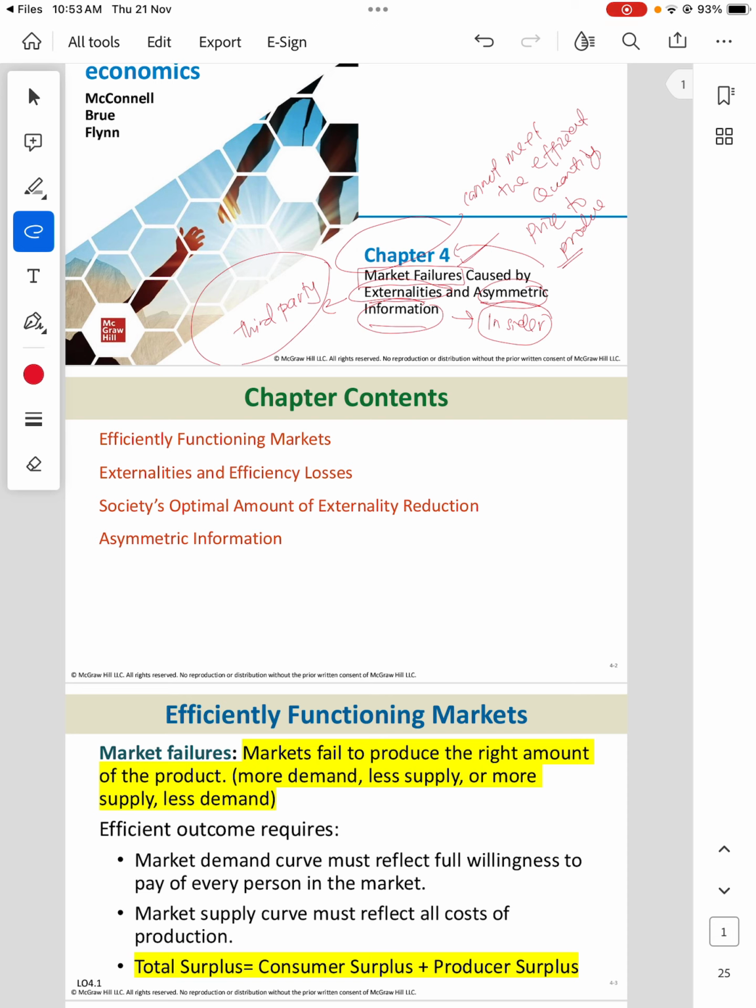Basically, this chapter will cover the efficiency of a functioning market. We'll cover the externalities and also efficiency loss. We'll take a look at losses and also the gain: how much is gain, how much is loss. Then we cover the society's optimal amounts of externality reduction and also asymmetric information.